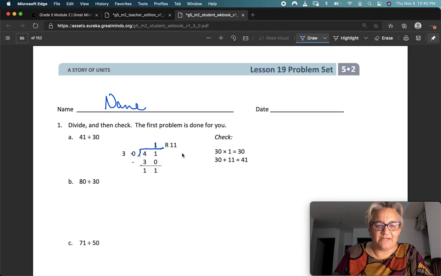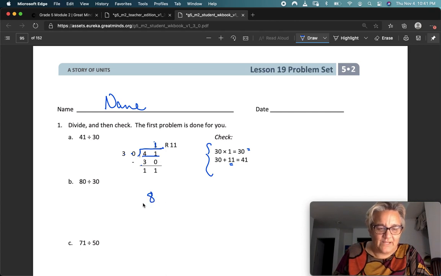So remainder 11. Okay? So my cat is meowing. All right, so here, this is how we're going to check our answer. We're going to multiply 30 times 1 and get 30. And then we're going to add our remainder, which is 11. And we should get this problem right there, right? So let's do the next one together.